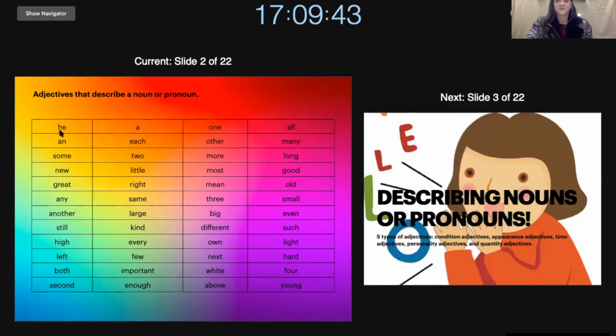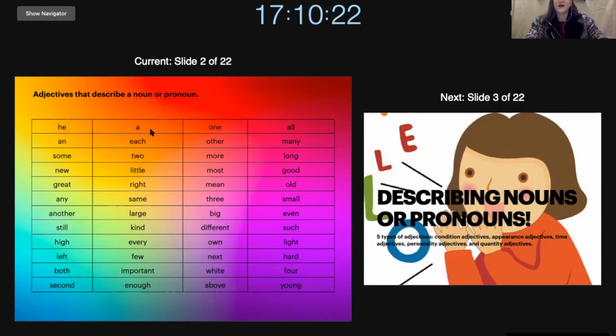So he will be a pronoun and it will describe that it's a male or a man. A is describing that it's one thing. One is describing as well of one thing. We also have all, which will be a group of things. So all of the people or all over the world. It's a very broad description. We have an, which is also the definition of one and referring to one thing.